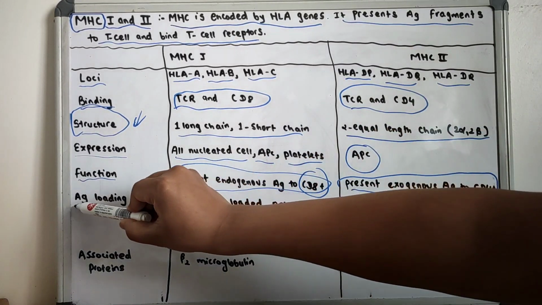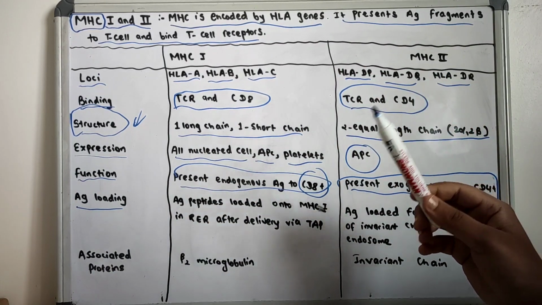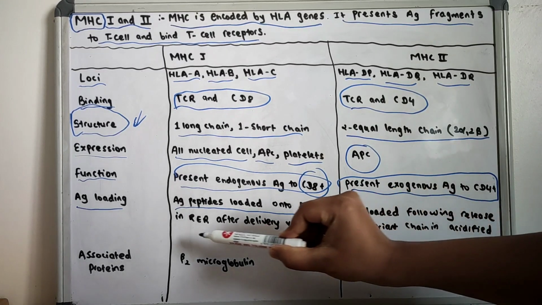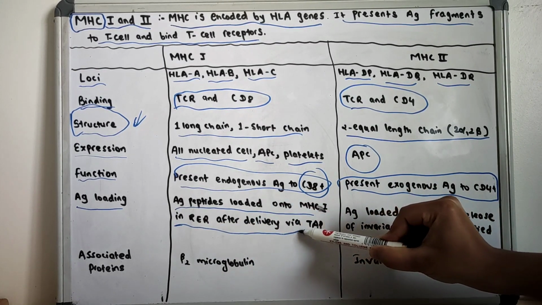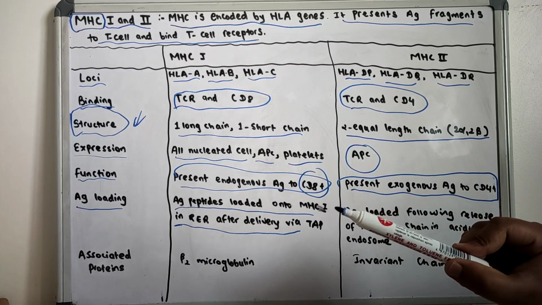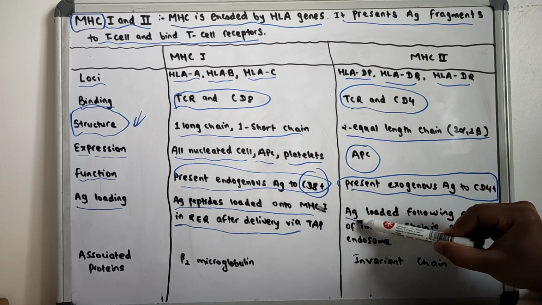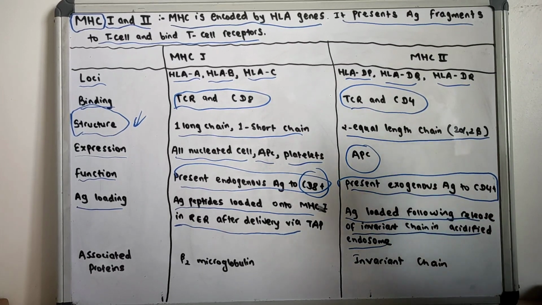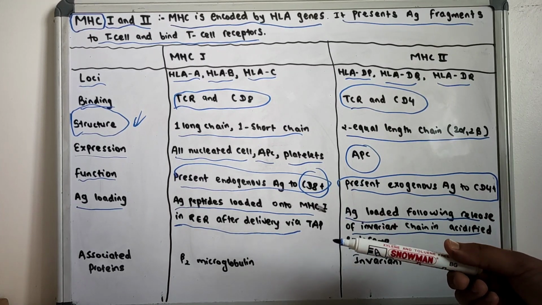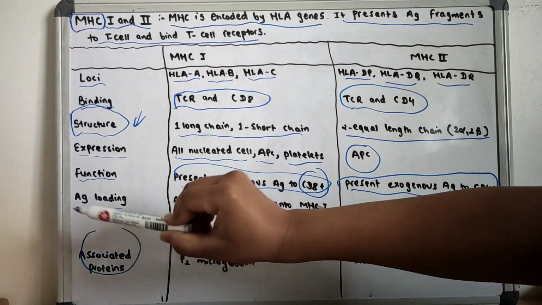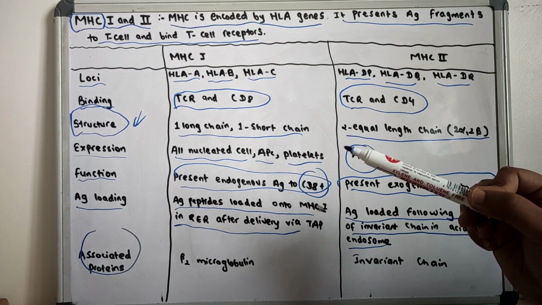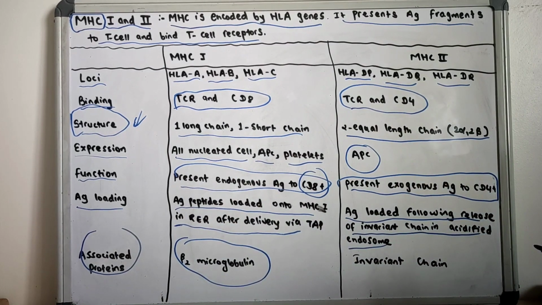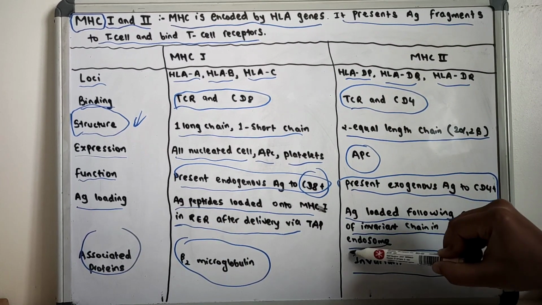Now let us talk about the antigen loading. The antigen peptides are loaded onto the MHC1 molecule in the rough endoplasmic reticulum after delivery via the transporter associated with antigen processing, whereas the antigen is loaded following the release of the invariant chain in the acidified endosome in the case of MHC2 molecule. What is the associated protein in the MHC1 molecule? In the MHC1, the associated protein is beta 2 microglobulin, whereas in the MHC2, it is invariant chain.